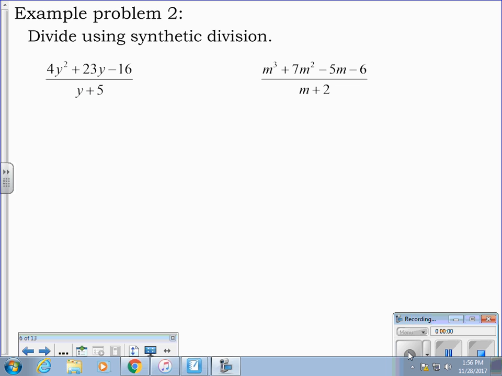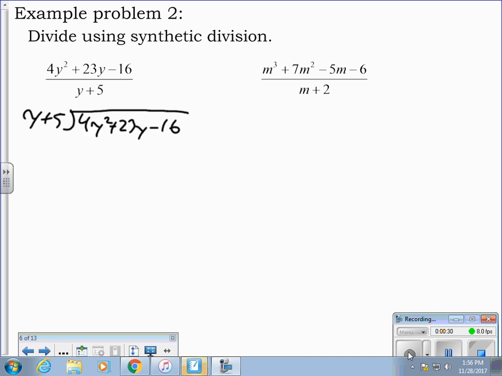Okay, today we're going to finish up and we're going to do synthetic division. Synthetic division is very similar. Okay, now this is a division problem, is it not? It's just not written the same way. Now, if I wanted to do long division, I can rewrite this. Okay, y plus 5 into 4y squared plus 23y minus 16. And I can do long division.